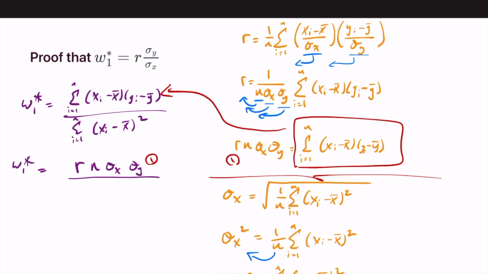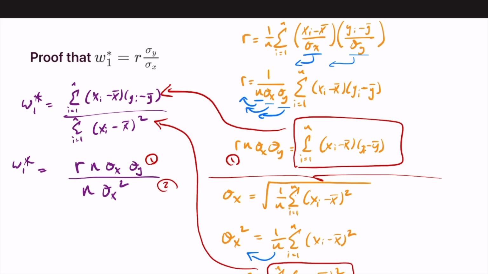So let's go ahead and take, just to show you, and so now this is 2. We're going to put 2 over here. And we'll do purple, this is going to be n times sigma x squared.